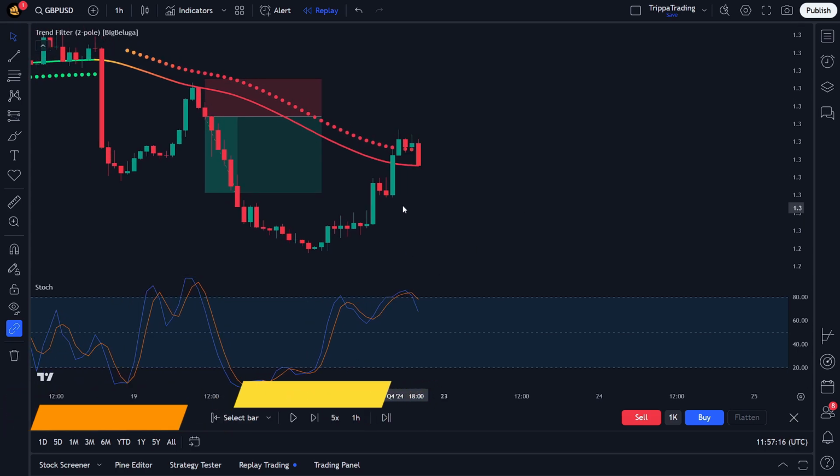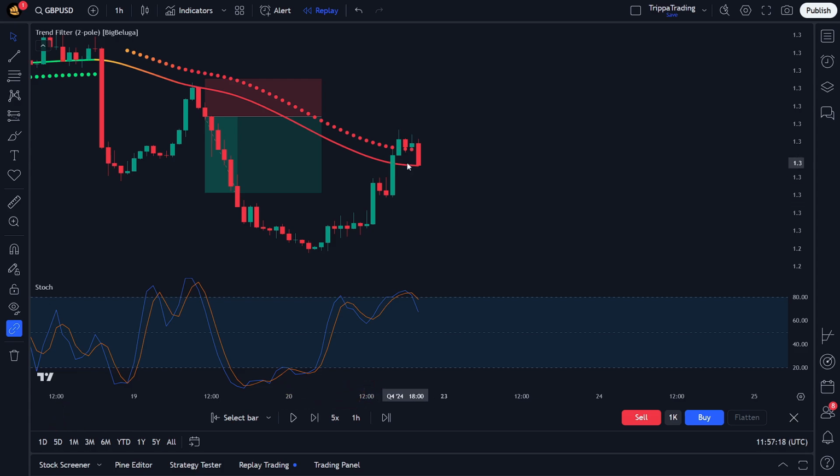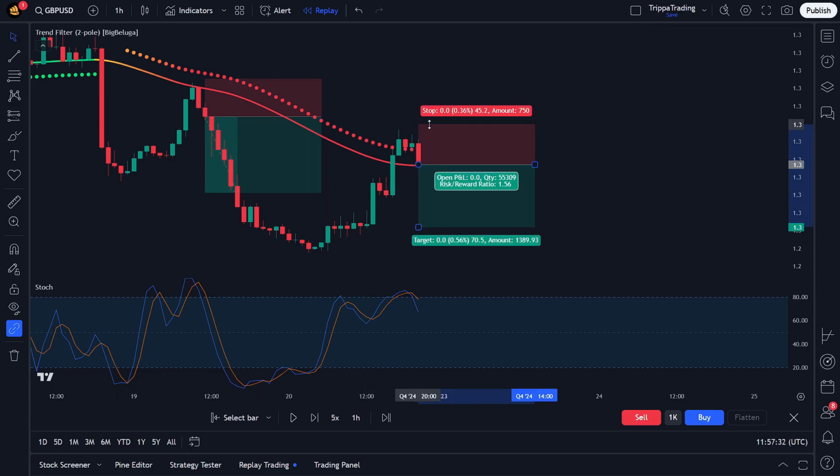Let's go through another example. Here again, we see the trend filter line remains red and the stochastic oscillator shows both lines above 80. Once the blue line crosses below the orange and closes under 80, another sell signal is confirmed. So we got a valid sell signal here as well.